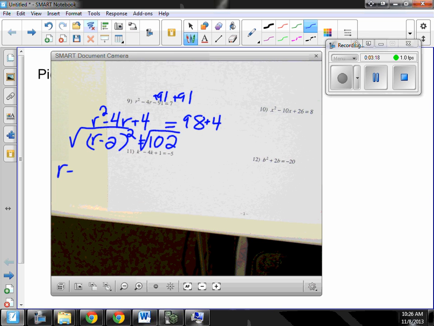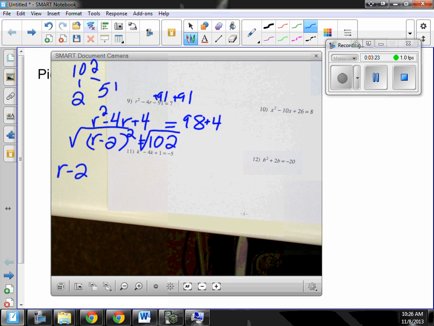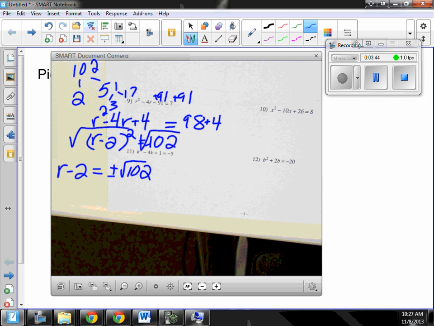r minus 2. We need to factor 102. 2 and 51. 51 is divisible by 3. Is it 17? So I have a 2, a 3, and a 17. Does that simplify? No. So this equals plus or minus the square root of 102. And don't forget, if this 102 would have been negative, then I would have pulled out an i. That'll happen on some of the problems. So I add 2. r equals 2 plus or minus the square root of 102.